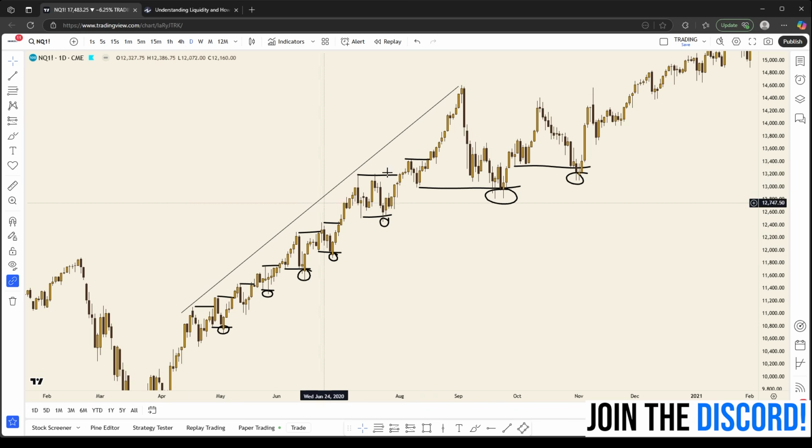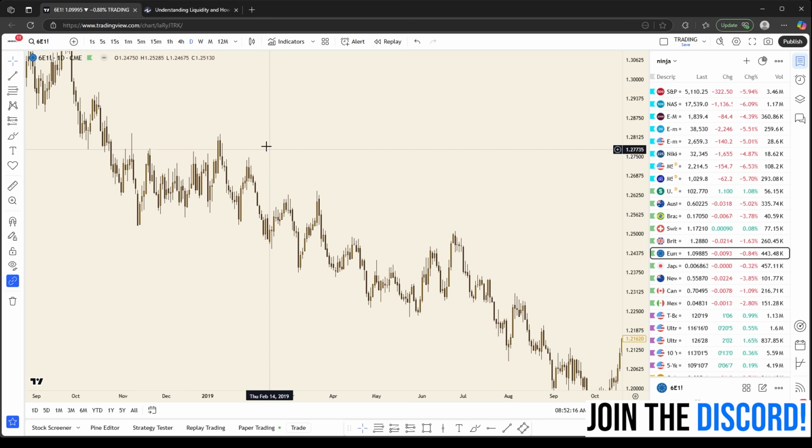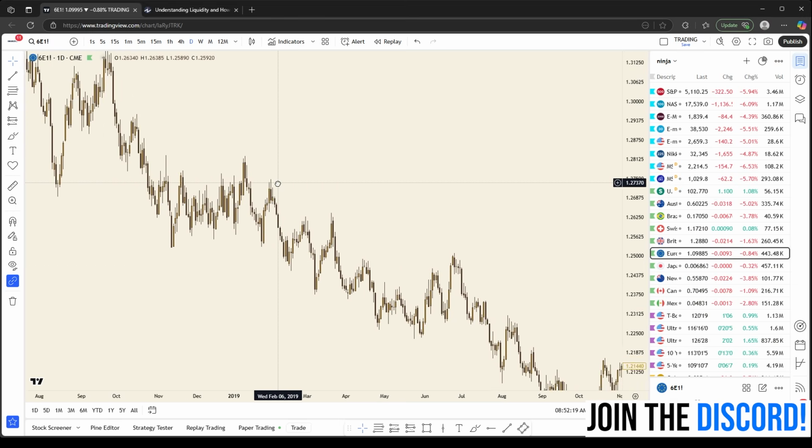If the market is going up, you're expecting buyers, people who want to buy the market, to want to push it below old lows and buy up the liquidity, buy up the sell stops, and be the counterpart to sell stops underneath those old lows. Does that make sense? Let's take a look at a strong trending down market, for example.